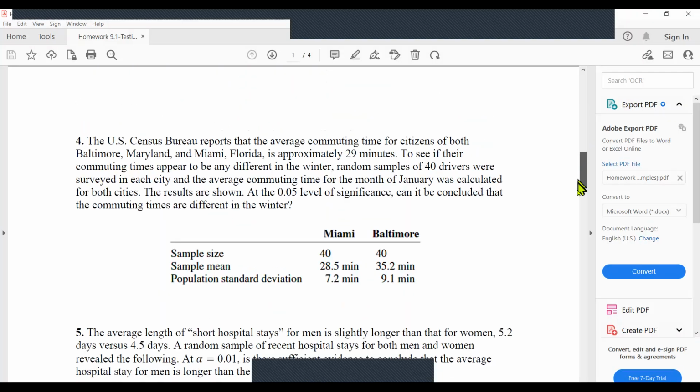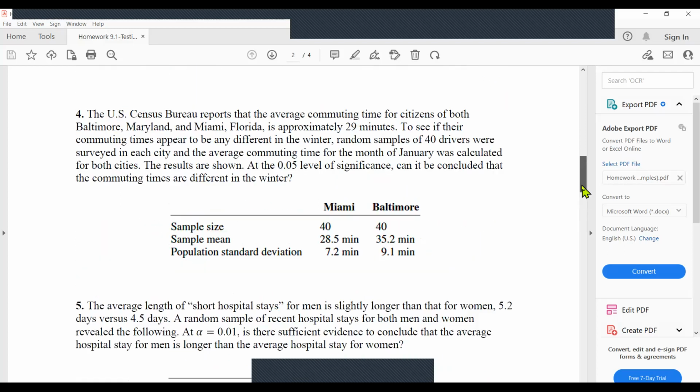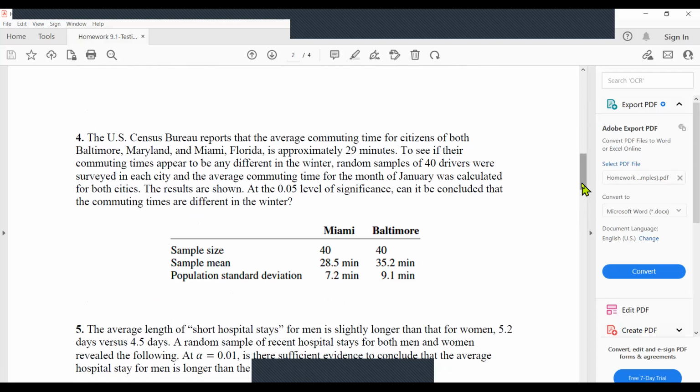So problem 4 is talking about the US Census Bureau, okay? The US Census Bureau reports that the average commuting time for citizens of both Baltimore, Maryland, and Miami, Florida is approximately 29 minutes, okay? To see if their commuting times appear to be any different in the winter, random samples of 40 drivers were surveyed in each city, and the average commuting time for the month of January was calculated for both.